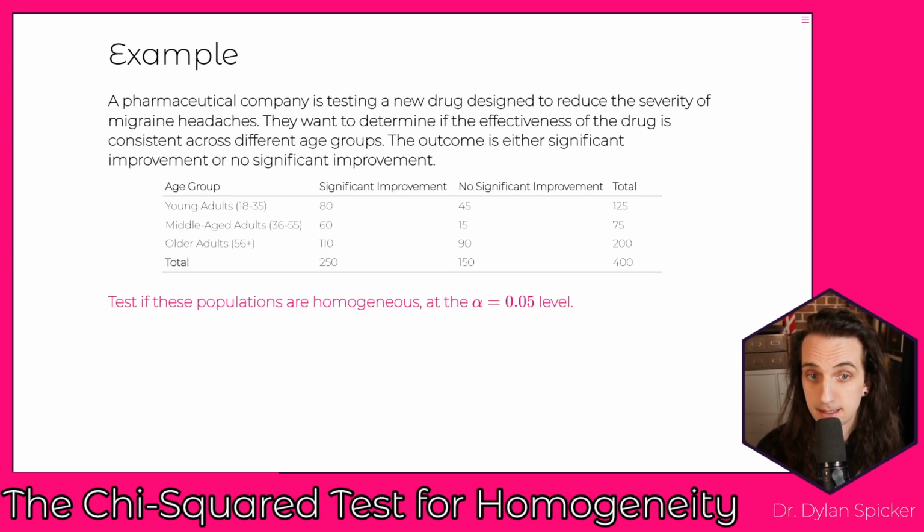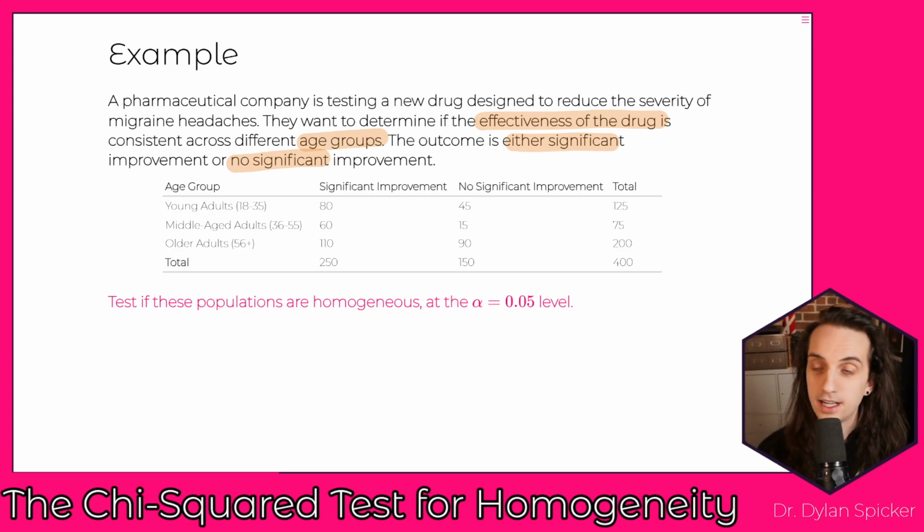So we can take a look at some examples then of how this test procedure works out in action. In this first example, we have a pharmaceutical company testing a new drug designed to reduce the severity of migraine headaches. They want to determine if the effectiveness of the drug is consistent across different age groups. So these different age groups are going to be our populations. The effectiveness of the drug is what we're actually measuring. The outcome is measured as either significant improvement or no significant improvement.